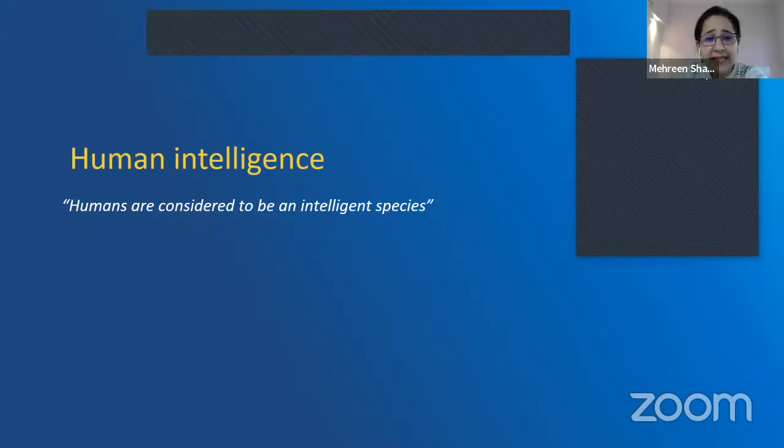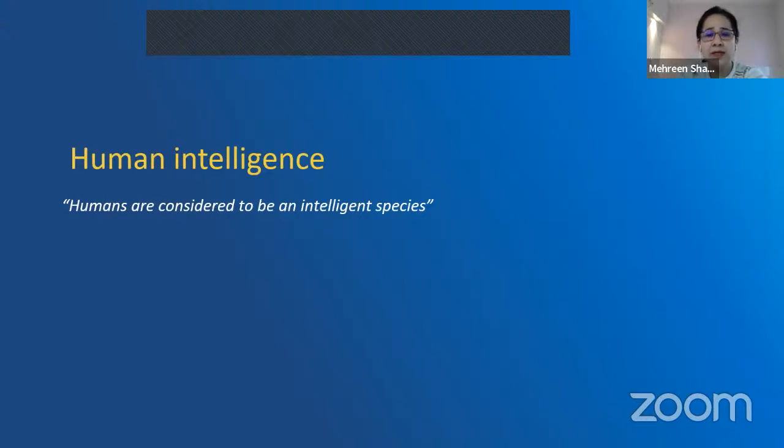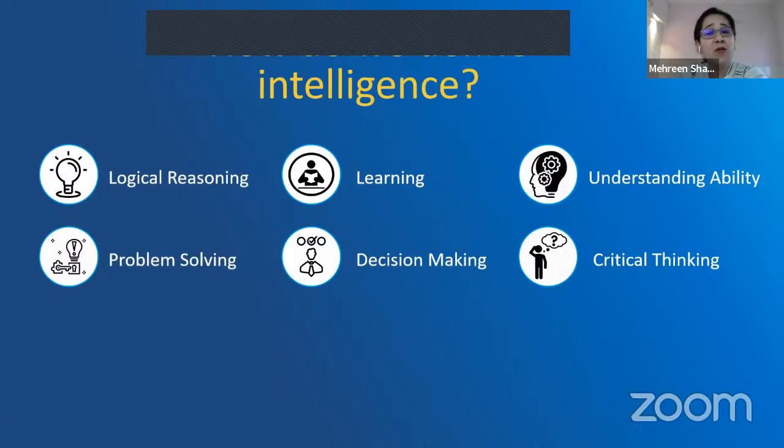So when we have to define intelligence, intelligence is a very broad term, and it doesn't have only one trait or characteristic in it, but it is an amalgamation of many such traits which gives us the meaning of intelligence. So, moving to the next slide. Why are humans considered to be an intelligent species? It's because of what all you said in the chat section, because they have these abilities. They can do logical reasoning, learning constantly through life's experience, understanding ability, problem-solving skills, decision-making skills, critical thinking, and so on. Definitely. So this all makes humans intelligent.